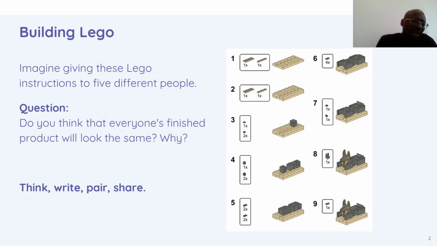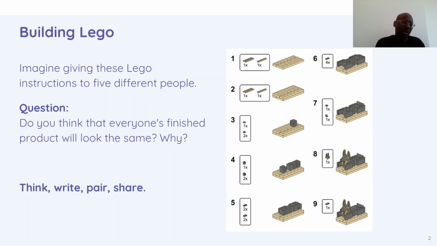Building Lego. Imagine giving these Lego instructions to 5 different people. This is a question to you. Do you think that everyone's finished product will look the same? So you're going to give the Lego instructions to 5 different people. Now, will those 5 people come out with the same solution? Will they have the same execution? And why would you think this?